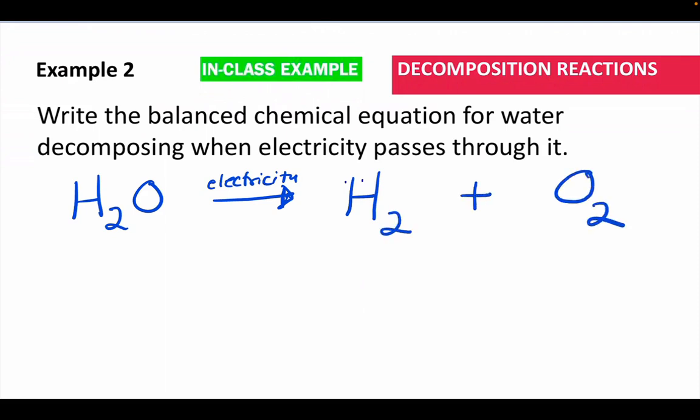So I'm remembering that those are diatomic. And then you can balance it. So when we balance this, you can see we would need 2 oxygens. So we have to put a 2 there, which gives us 4 hydrogens. So we would need a 2 here.